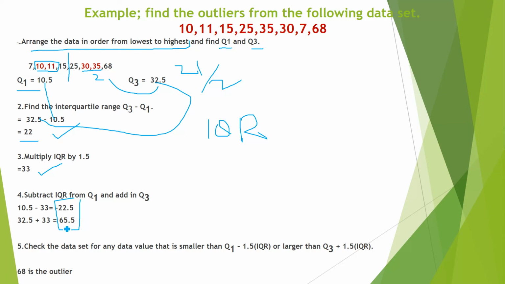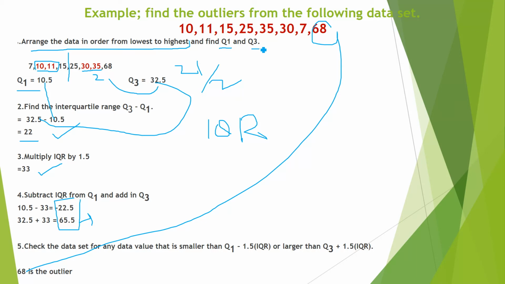If you have a value greater than 65.5, that is considered an outlier. If you have a value less than minus 22.5, that is considered an outlier. So in this data, we have a value greater than 65, that is 68. So 68 is the outlier. So these are the 5 steps. First, you have to arrange the data in order from lowest to highest. Find out quartile 1 and quartile 3.